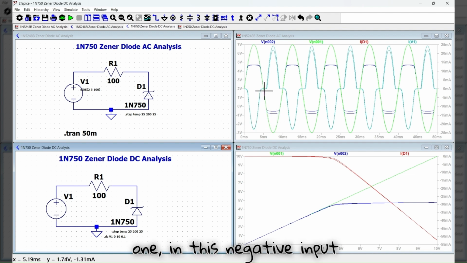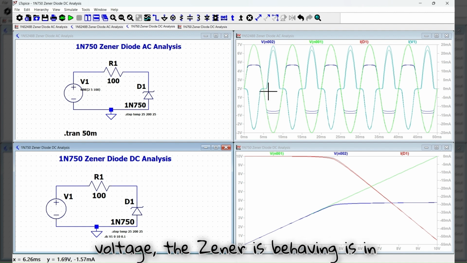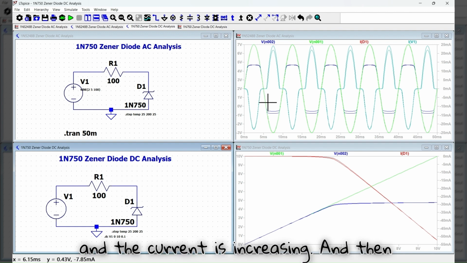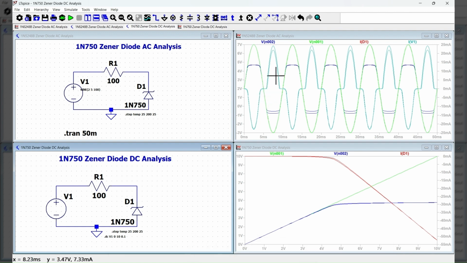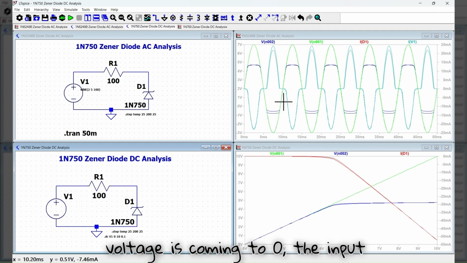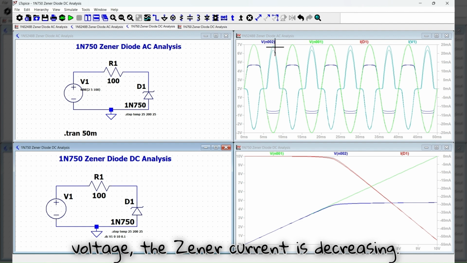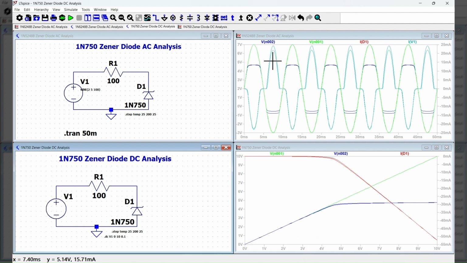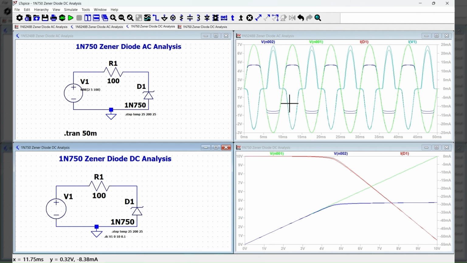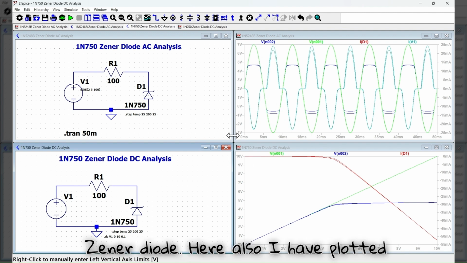And for this negative input voltage, the Zener is behaving in forward bias, and the current is increasing, and then when the negative half of the input voltage is coming to zero, the current is decreasing. So this explains the AC analysis of this Zener diode.